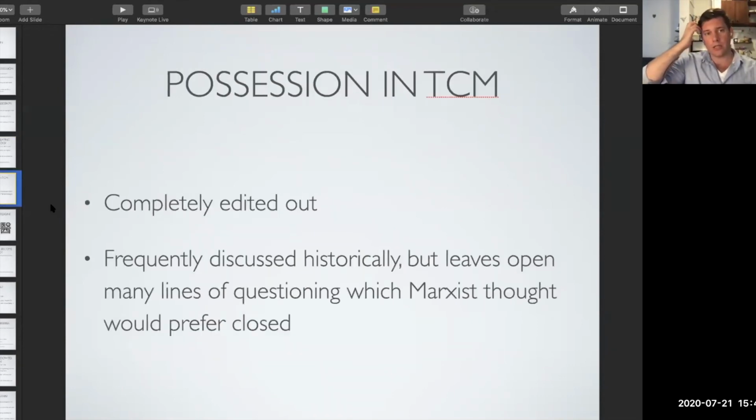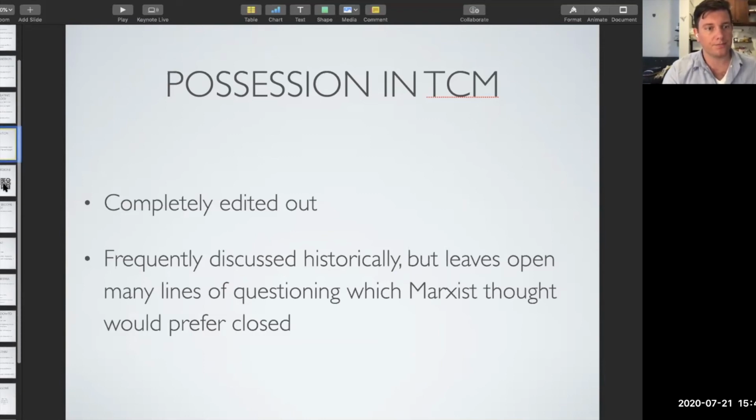There is no possession in TCM. This isn't a concept in the box of TCM, but you see it show up historically. But the idea of these spirits don't fit very well with CCP philosophy, and so they didn't make it through the transition within the medicine.